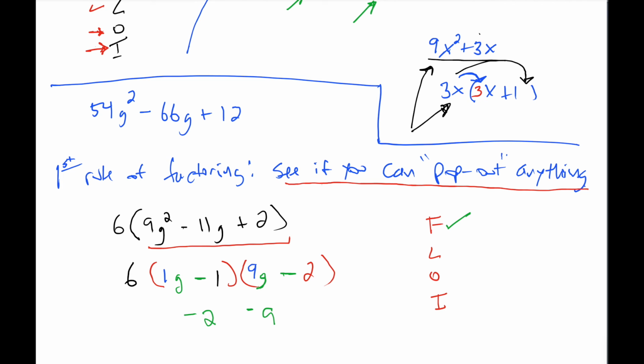Now check your last. Is our last good? Wait, our last. What's the last? It's what times what? No, our last is this times this. It's 2. And do we have a 2 here? All right, so that's correct.